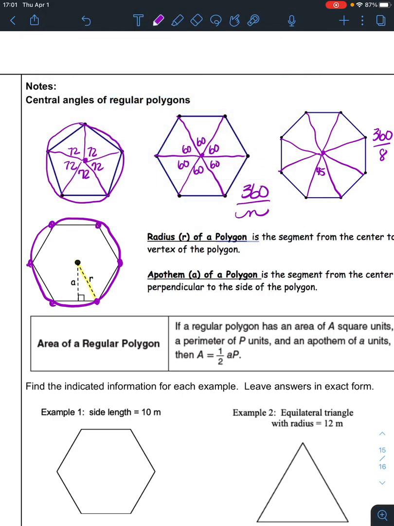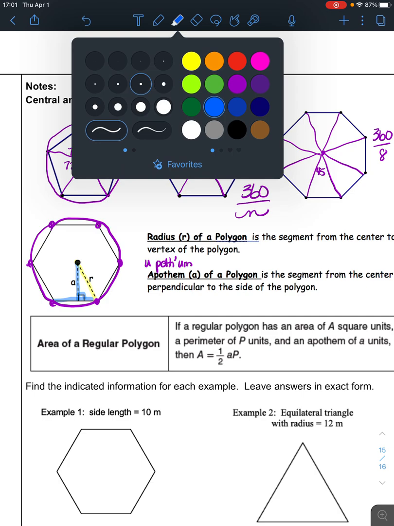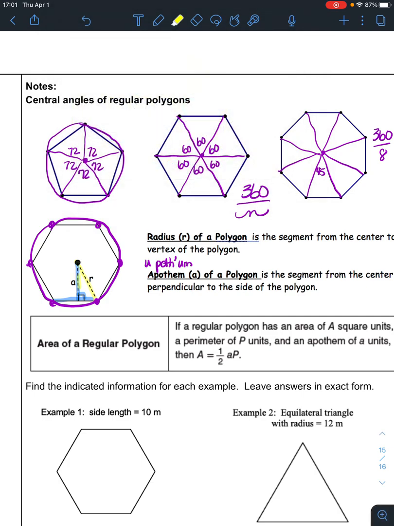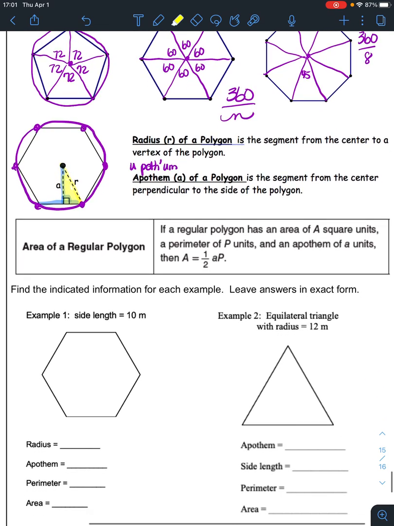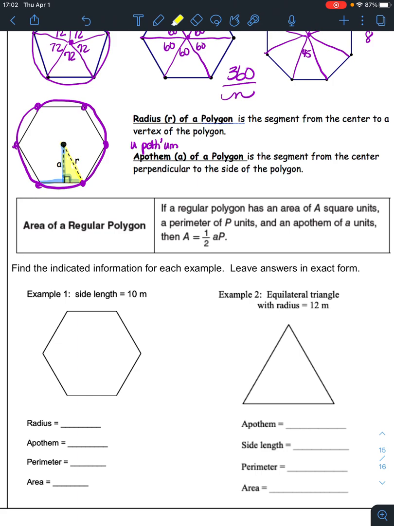Now, the other one that's really kind of a new word for you is apothem. Okay, apothem. That's how you pronounce it, apothem. The apothem goes from the center perpendicular to the side. Now, notice that the radius and the apothem and the side form this right triangle. That is going to be extremely important in some of these problems because we're going to have to find information to be able to use this formula.